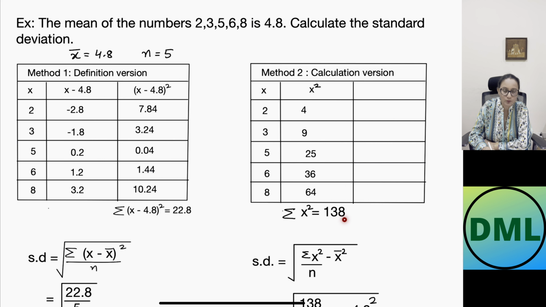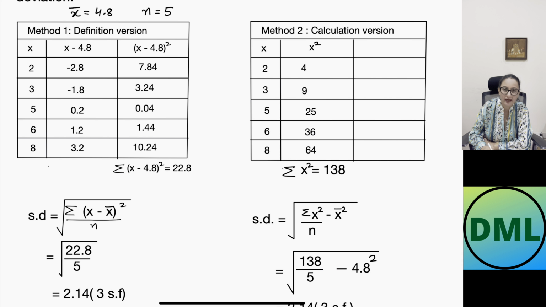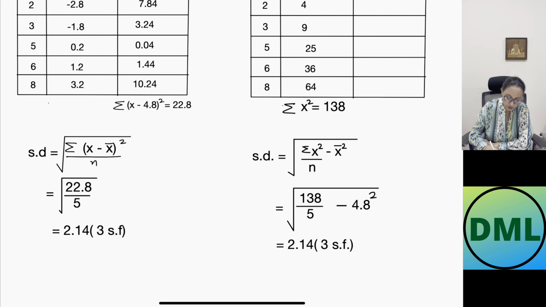If I use the second formula here, my standard deviation will be given as root of sigma x square over n minus x bar square. Sigma x square is 138, divided by n, which is 5 because I have 5 terms inside it, minus x bar, which is given as 4.8, the whole square. If you do the square of this one and subtract it from 138 over 5 and you take the root of that, you will get the answer as 2.14, correct to 3 significant figures.